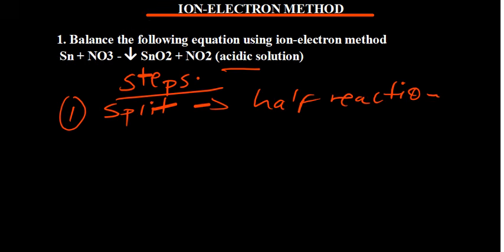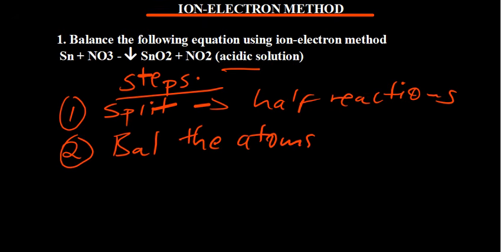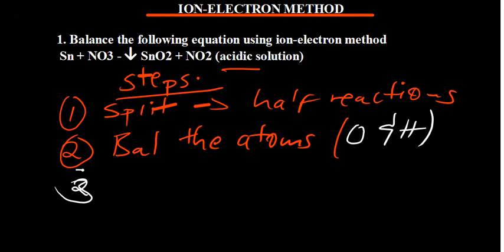After you split them into the half reactions, the second step is to balance the atoms in the half reactions. You need to make sure that what you have as reactant and as product in the half reaction, the atoms are balanced. The atoms you're supposed to balance are the other atoms, except oxygen and hydrogen. In the third step, you need to balance oxygen.